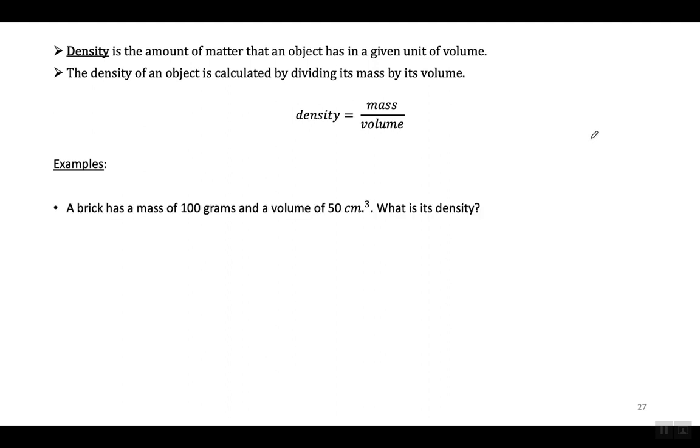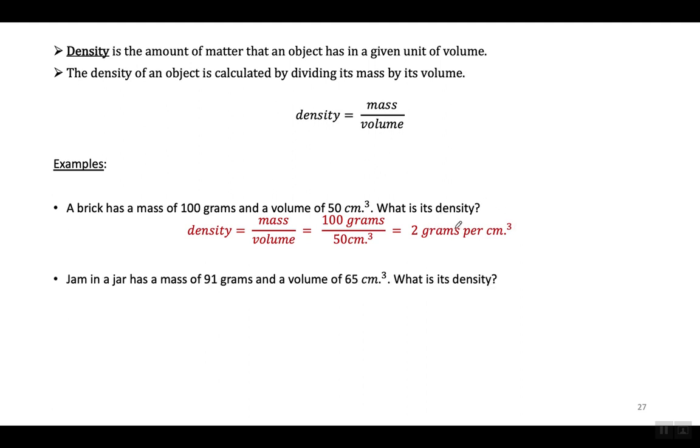All right, so here's our first example. A brick has a mass of 100 grams, right? This is the amount of stuff. And a volume of 50 cubic centimeters. This is the space. So all you've got to do is divide those two to get the density of the brick. Mass divided by volume. So 100 grams divided by 50 cubic centimeters tells us that the brick has a density of 2 grams per cubic centimeter. So for every cubic centimeter, you're going to have 2 grams of the brick.